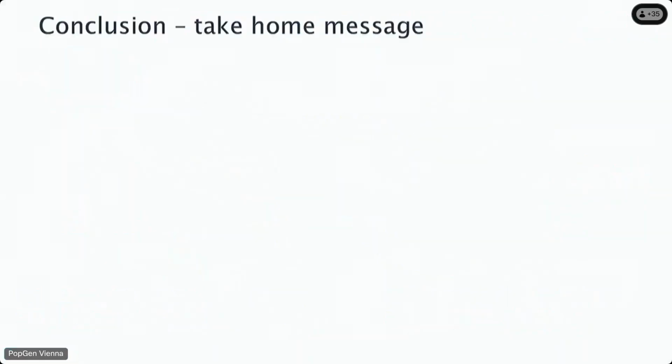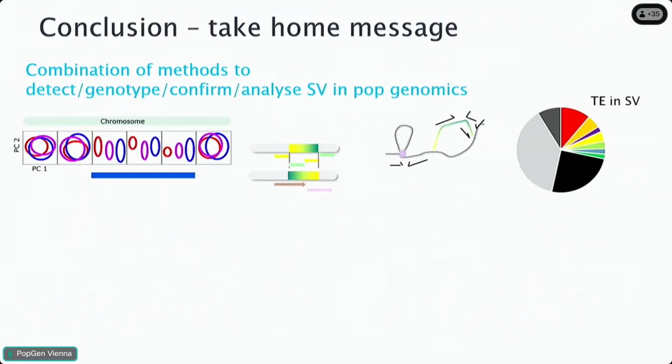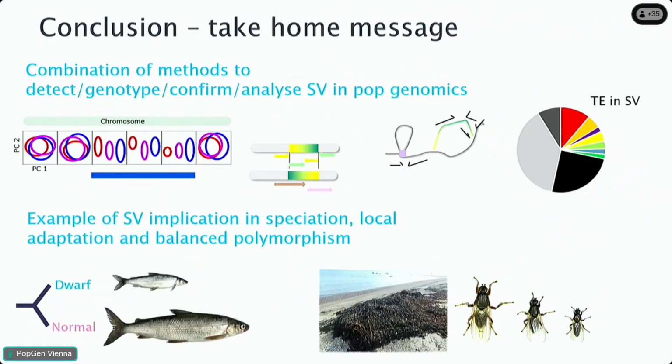So concluding now, I hope I've shown you some of the properties that make structural variants an important player of evolution, because they cover a large part of the genome, they can be big and have a strong impact on fitness, they can evolve fast, and they can impact recombination. Here we've discussed some of the methods to detect, genotype and analyze structural variants, and a few examples of small and big structural variants involved in speciation, local adaptation, and balanced polymorphism.